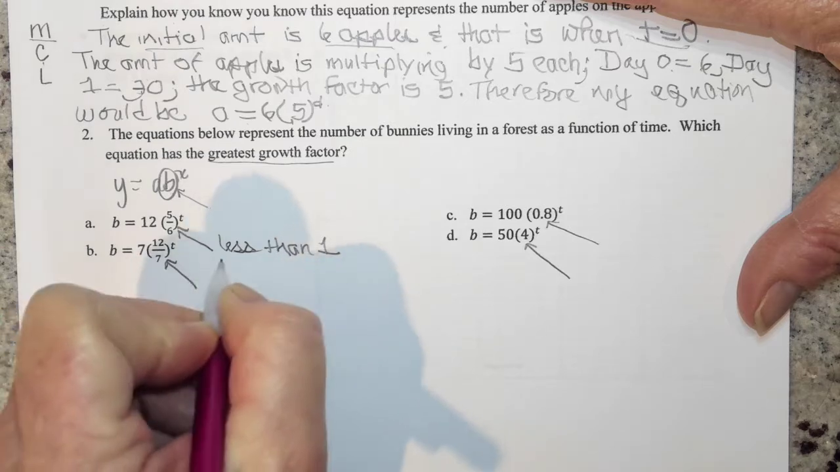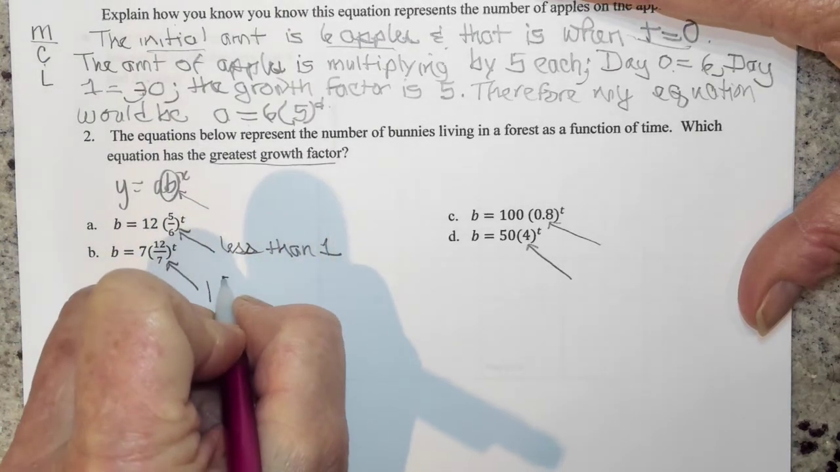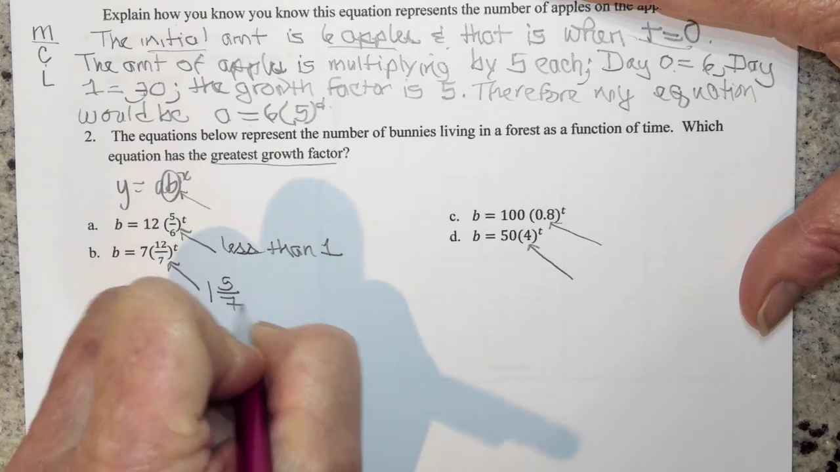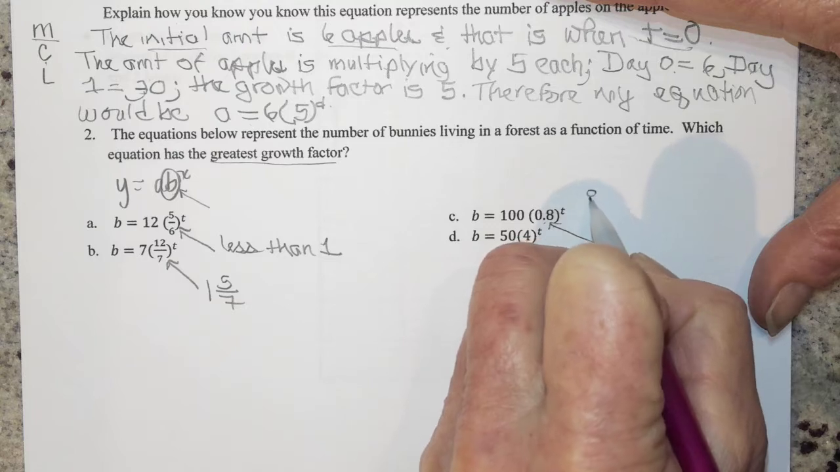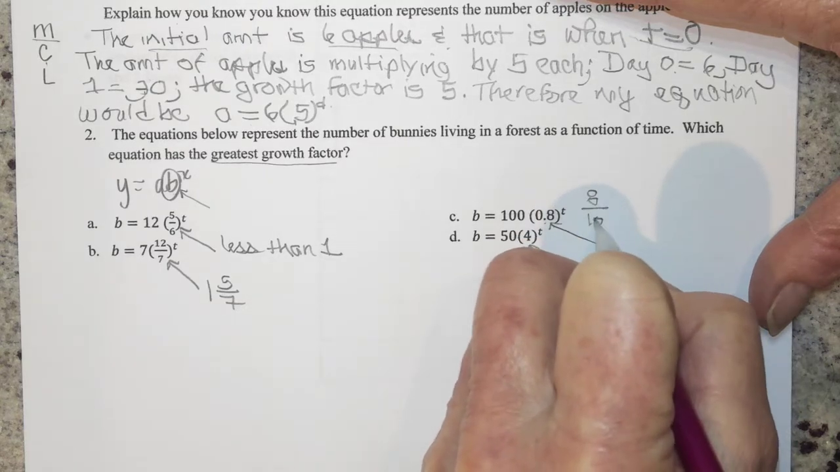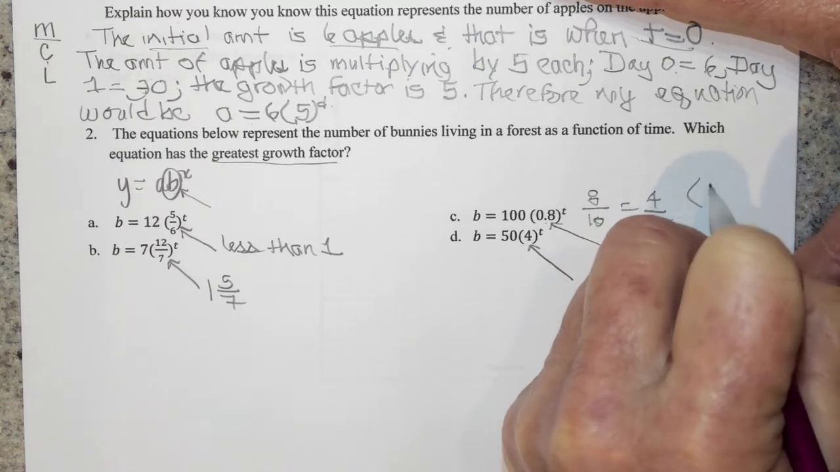Okay, we know that 12 over 7 is more than 1. In fact, it's 1 and 5/7. We know that 0.8 is 8/10, which is equal to 4/5, which we know is less than 1.